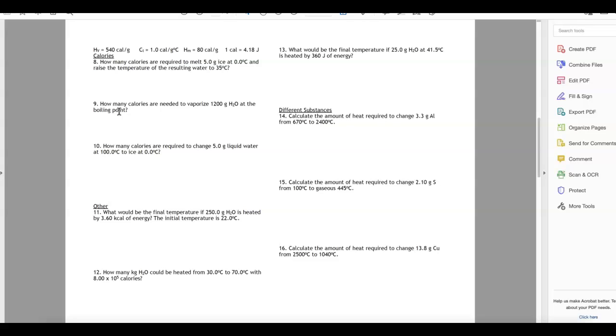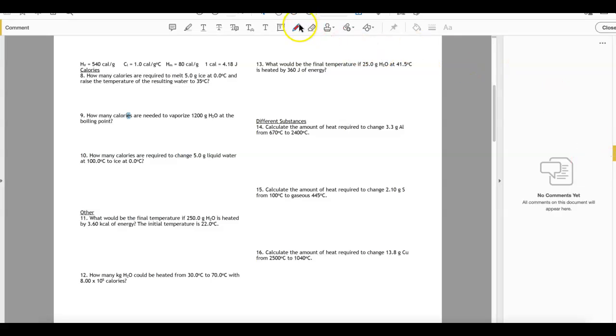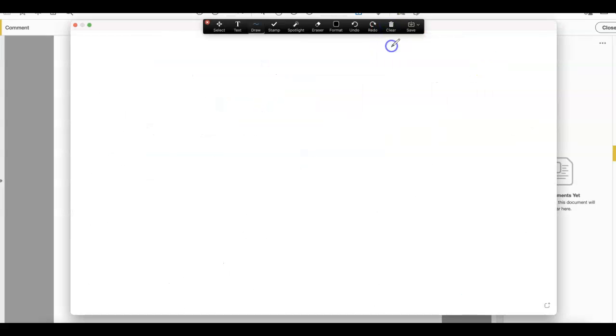So for example, number 9, it says how many calories are needed, and we're changing water at its boiling point. So you go, okay, well, if you're doing this, I'll show you, for example, what this means. So you have this, right?